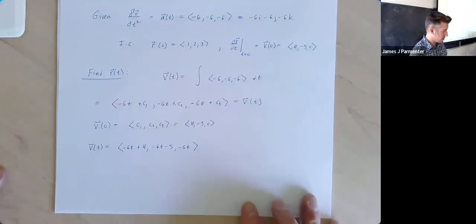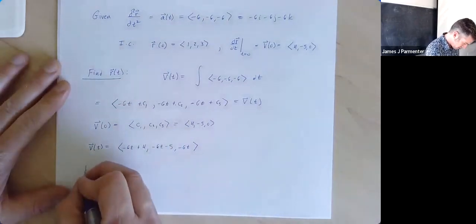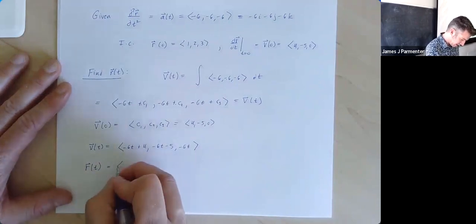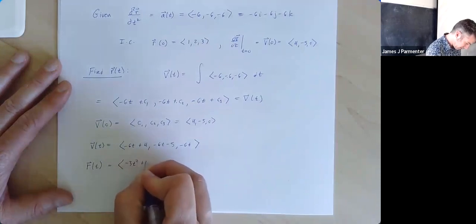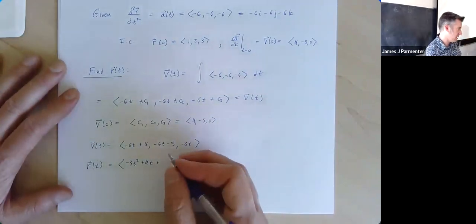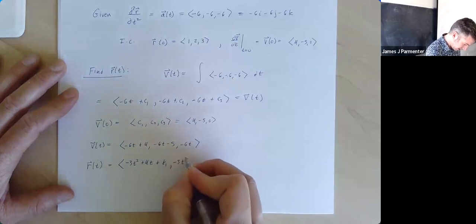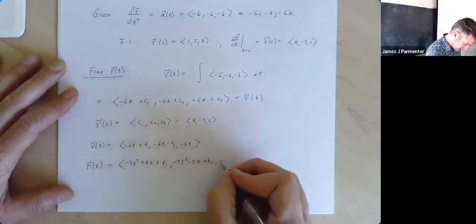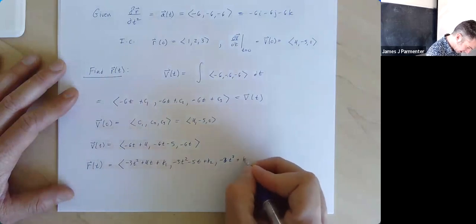And then we can do the same thing to find the position. So I'm going to integrate again. And now when I do that, I get -6t squared over 2, which is -3t squared, plus 4t plus another constant. Let's call it k1 instead of c1. And then same deal here, -3t squared minus 5t plus k2, and -3t squared plus k3.